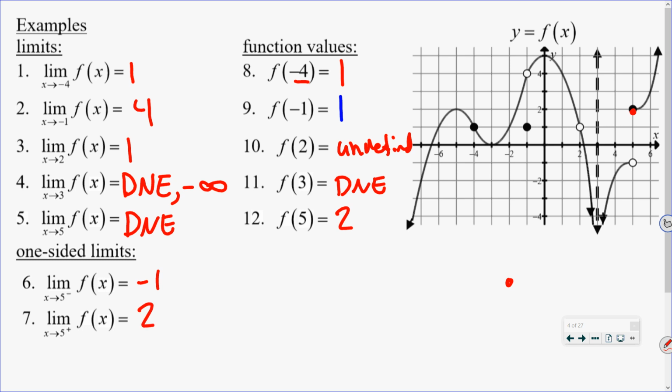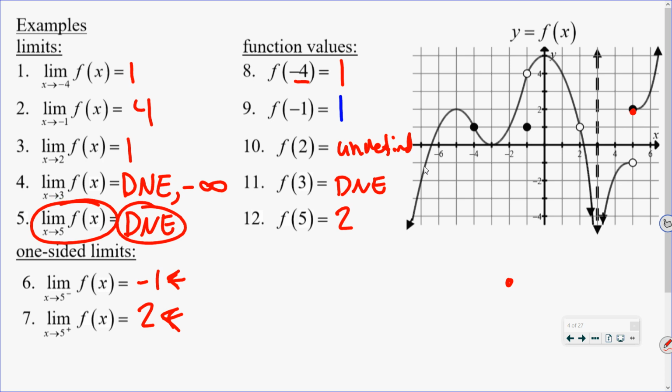Just to point out, in order for the limit at 5 to exist, those two right here have to come out to be the same thing. They have to be equal. You have to approach the same thing from both sides. If they don't, that's why we got the does not exist up here, because they don't approach the same thing. All right, hopefully that gives us an idea about limits here.